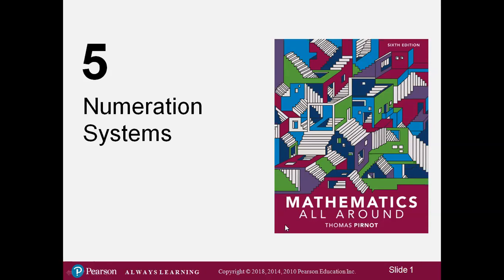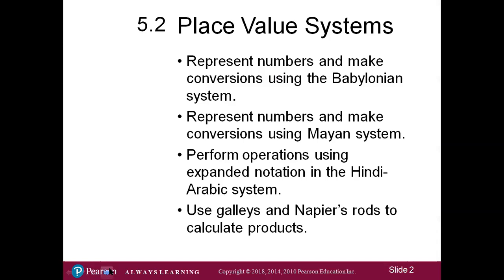Right, let's take a look at numeration systems, place value systems, section 5.2. In this section, we want to represent numbers and make conversions using the Babylonian system. We want to represent numbers and make conversions using the Mayan system. We want to perform operations using expanded notation in the Hindu-Arabic system. We want to use galleys and Napier's rods to calculate products.